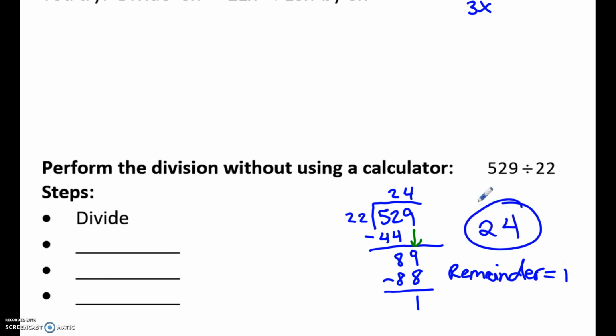Now, the steps we did to do that: we always start off by dividing. How many times does our divisor go into the thing being divided? And then we multiply. We multiplied the divisor by the number of times it would go in to get 44. Then we subtracted.